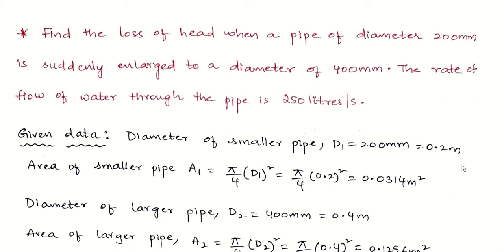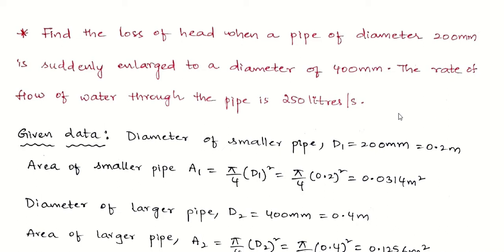So in this video I'll be explaining how to solve problems related to minor losses. Before watching this video, do watch my video where I've explained different types of minor losses that occur in a pipe flow. I have discussed the formula there. So now let's solve some numericals related to minor losses.